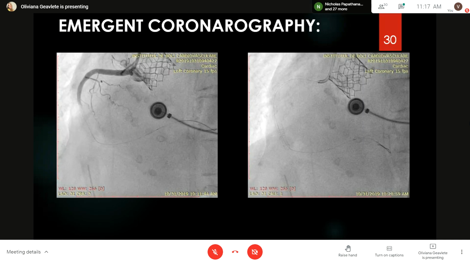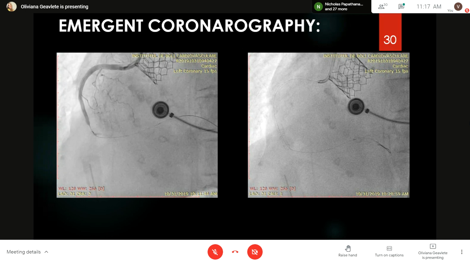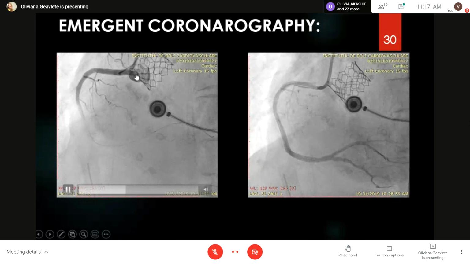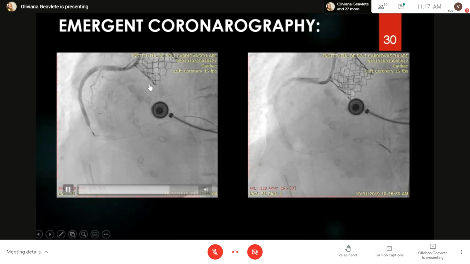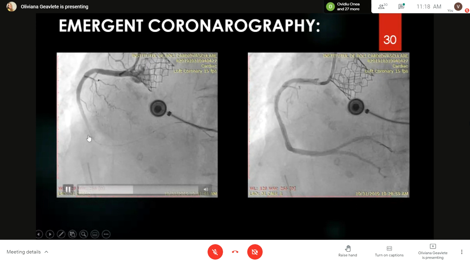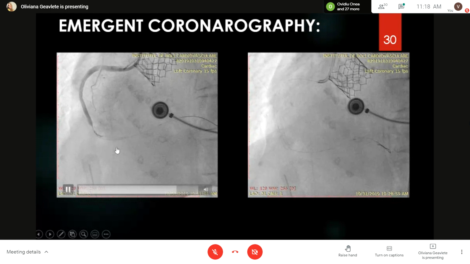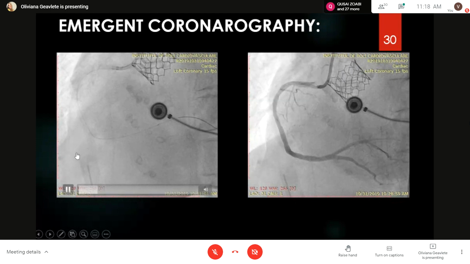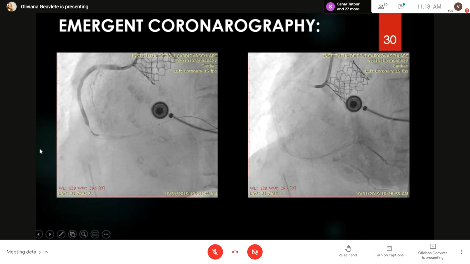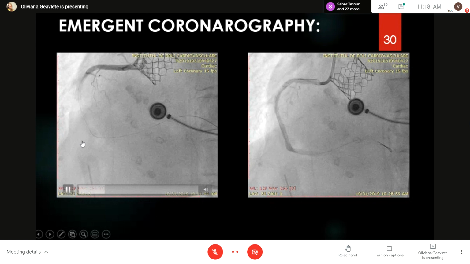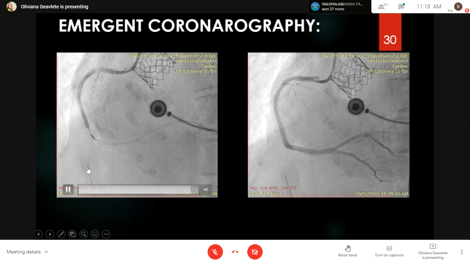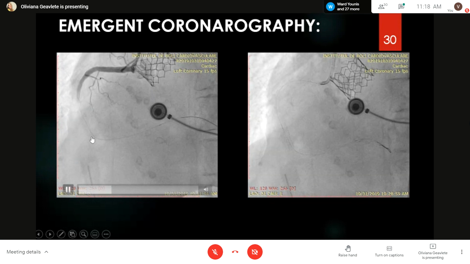Okay. An emergent coronarography was repeated. This is the valve. So it is like a stent. It stays in a huge stent, the biological valve here. And what do you see? Here is the right coronary artery. And what do you see? Stenosis? Yes, occlusion. It's stopping here. So the right coronary artery, occlusion in the first and second segment.